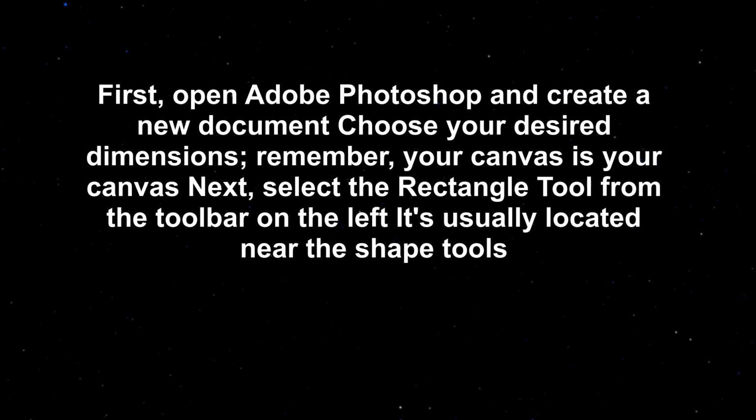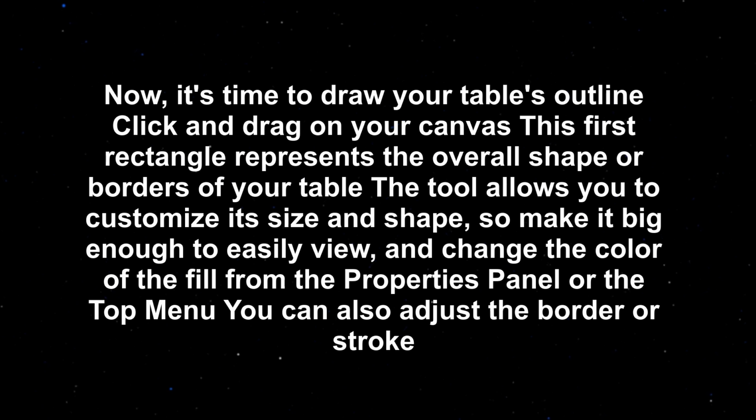Next, select the rectangle tool from the toolbar on the left. It's usually located near the shape tools. Now, it's time to draw your table's outline. Click and drag on your canvas. This first rectangle represents the overall shape or borders of your table.